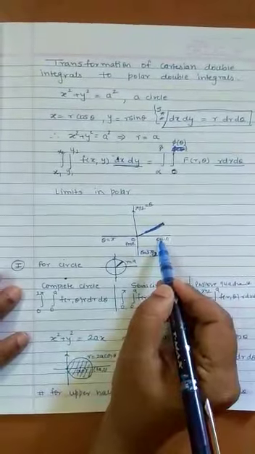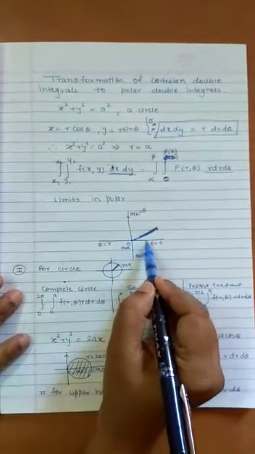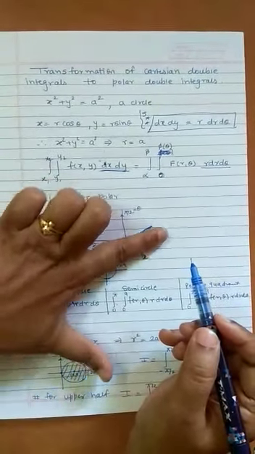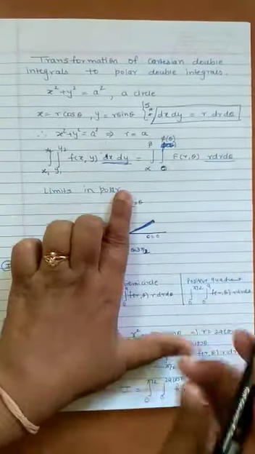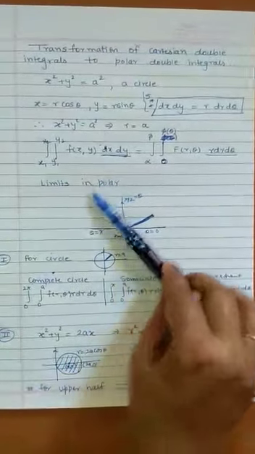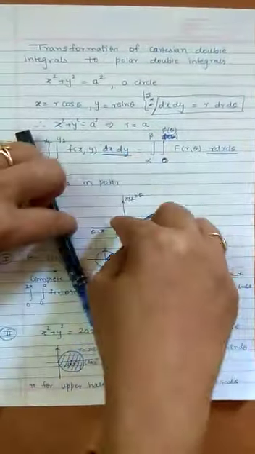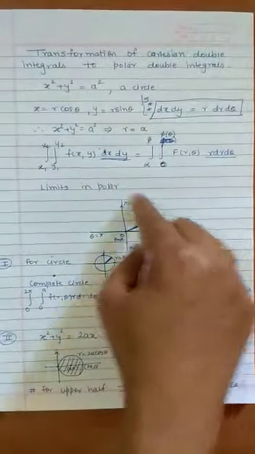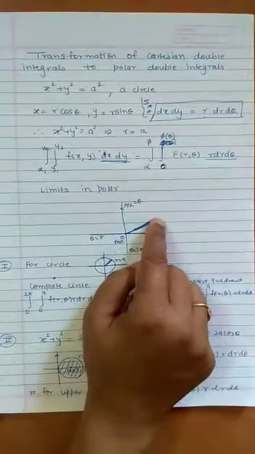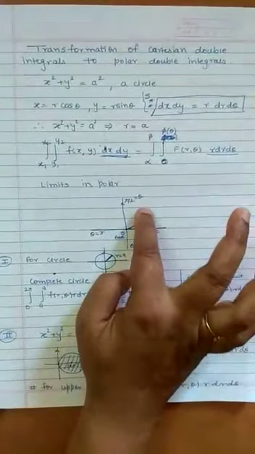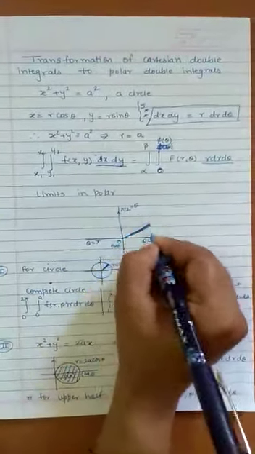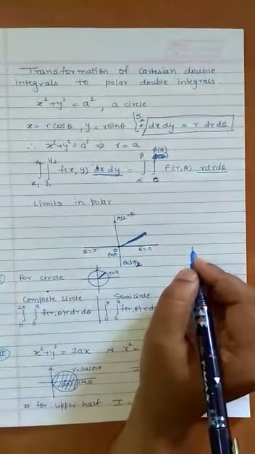Now for polar, how to write limits in polar? This is theta equal to 0. We start moving from theta equal to 0, theta equal to pi by 2, then theta equal to pi, then 3 pi by 2, and then 2 pi. We have a radial strip, and we move this strip anti-clockwise. Your r goes from 0 to whatever curve you have.